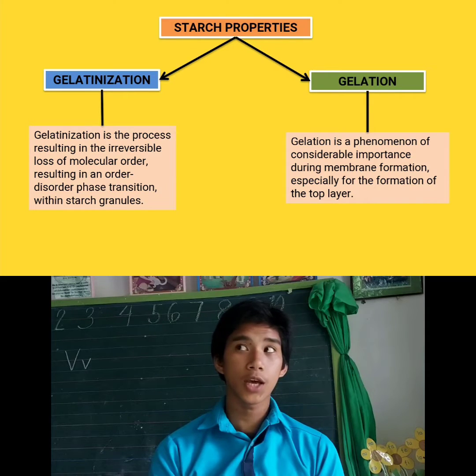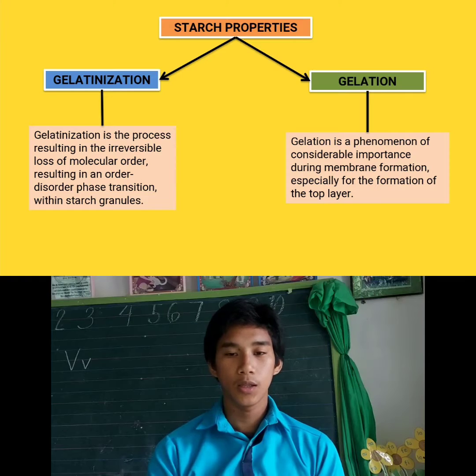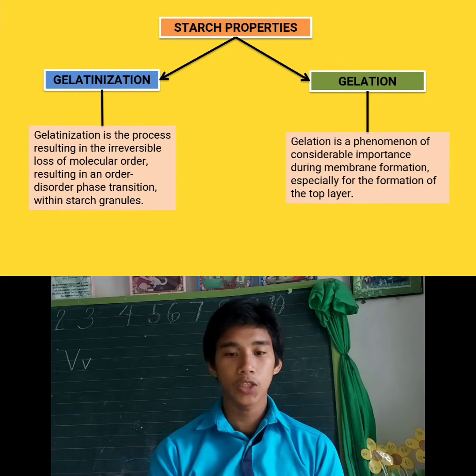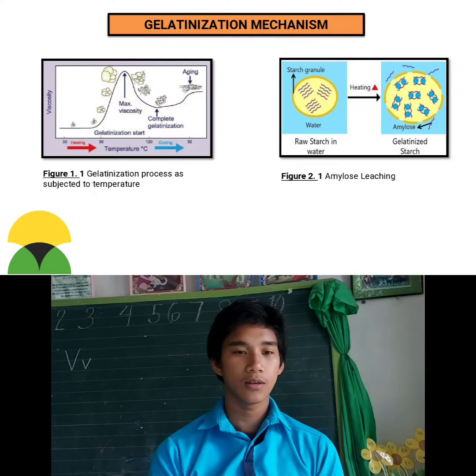First, what is gelatinization? Gelatinization is the process resulting in the irreversible loss of molecular order, resulting in an order-disorder phase transition within starch granules. And the second one is gelation. What is gelation? Gelation is a phenomenon of considerable importance during membrane formation, especially for the formation of the top layer. This is the gelatinization mechanism.